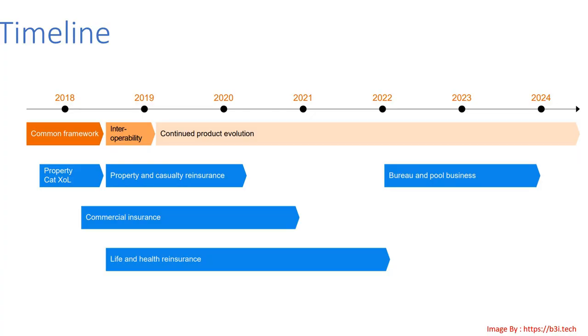Let's have their timeline. Now here we are. So as I said, they incorporated in 2018 as a consortium, and they got a long-term plan. First, they focus on their common framework, and then they focus on interoperability, and they are continuing to keep this in mind for the rest of their years. So now what we are seeing here is the first product, which is property cat XoL. We will discuss it later.